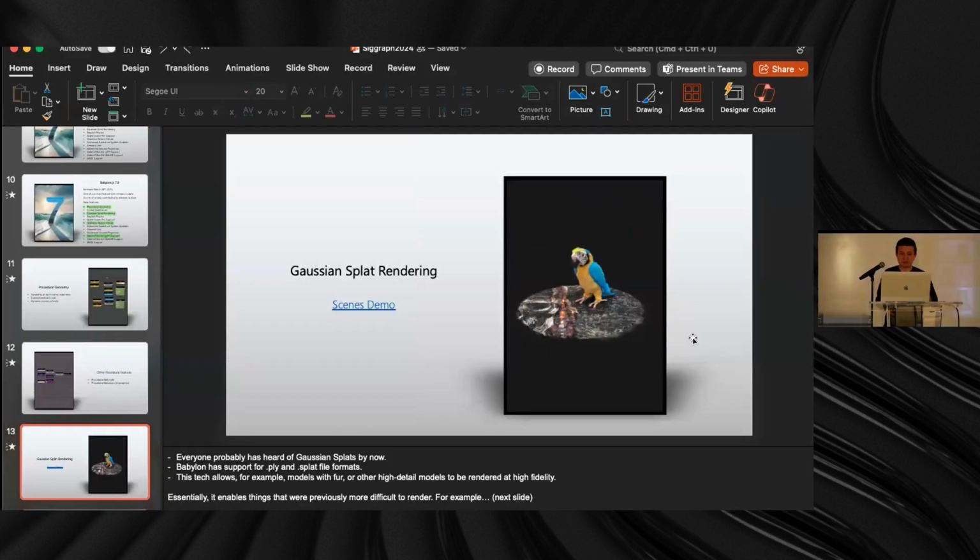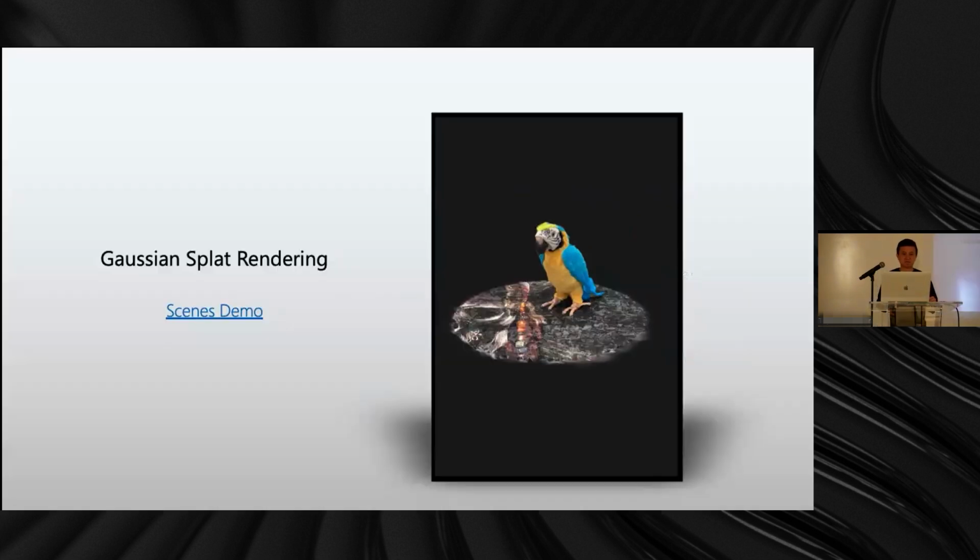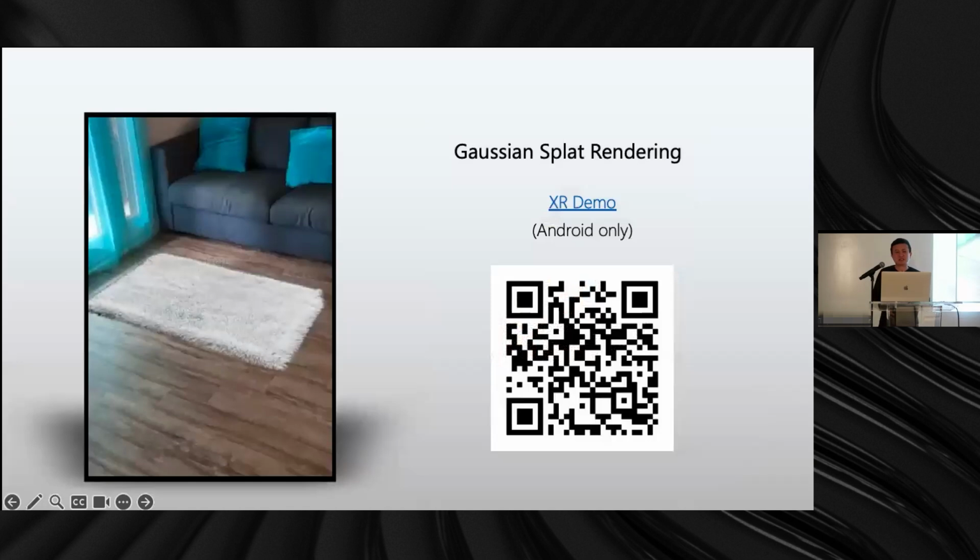Okay, so let's go back to the implementation. We can now render Gaussian splats. One possible use case is, suppose a customer wants to buy a fur rug, and they want to see it in a room. This is the typical e-commerce scenario. I want to see it in a room.